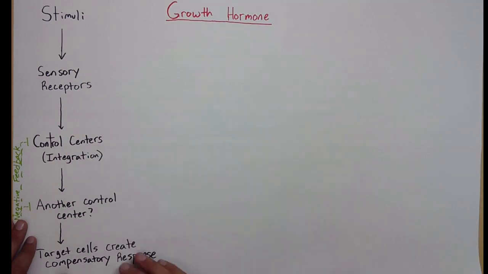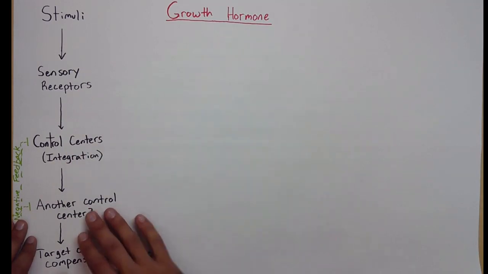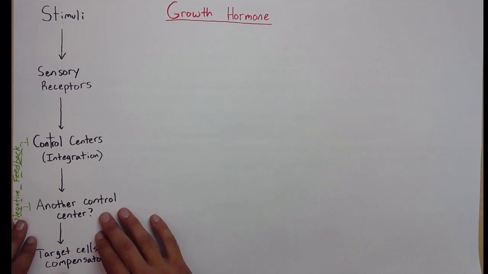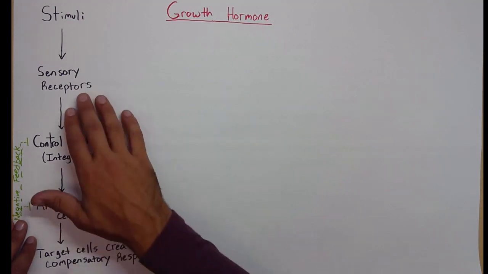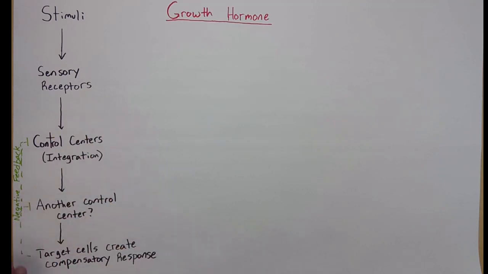If it was another hormone, there might be another control center. It won't really be the case here for growth hormone. Well, that's not exactly true. There will be, you'll see. Because the sensory receptors are going to be found in the hypothalamus.